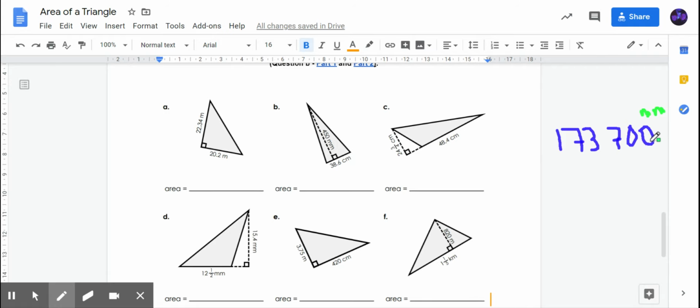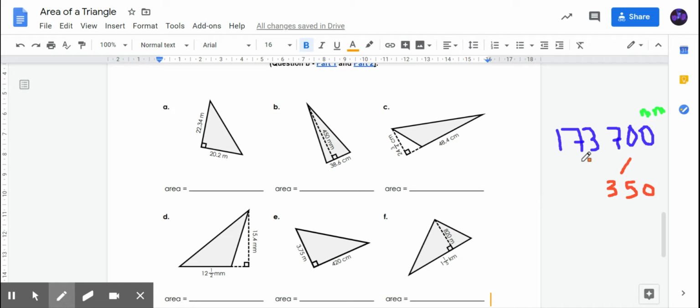Now, that's my first step complete. My second step for finding the area of a triangle is to divide by 2. So now I need to divide this big number here by 2. It's going to be a lot easier if I break up the number. So I'm first going to divide 700 by 2. Well, I know that half of 70 is 35, so half of 700 will be 350.